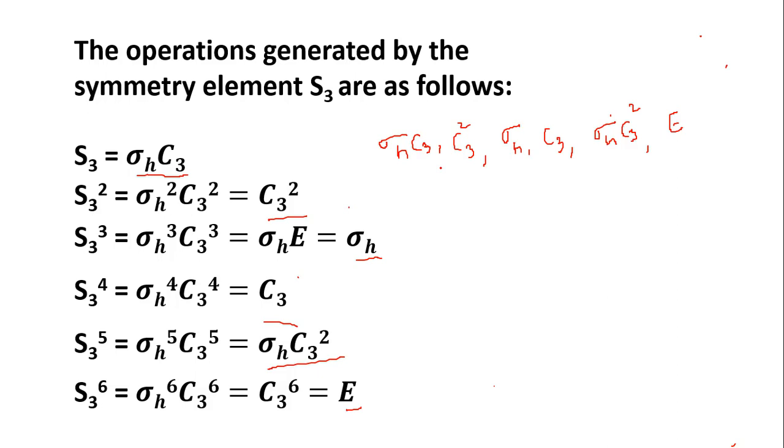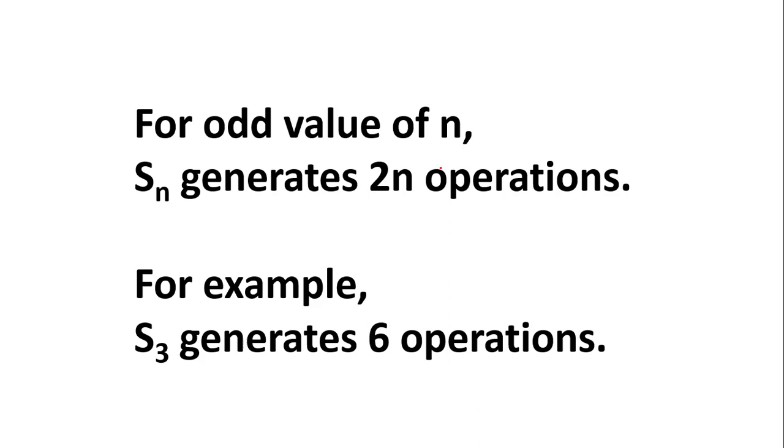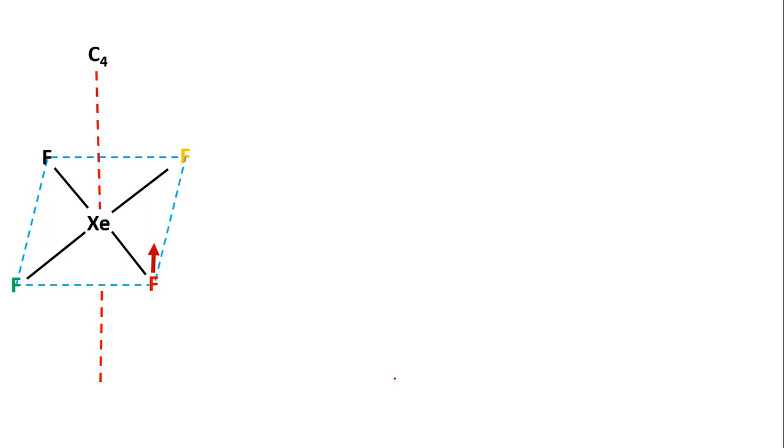So to summarize, if there is Sn, it will generate 2n operations for odd value of n. Here we have S3 and it is odd, and 2n is 2 into 3, and so it generates 6 operations. That is what we have taken. Now next we are going to take the case when n is even, with the example of XeF4, which is a square planar structure.